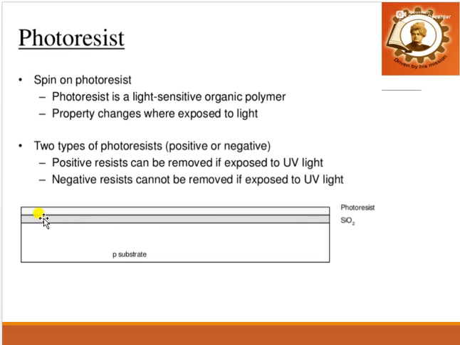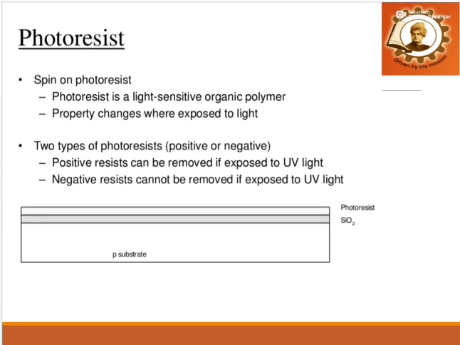Next is deposition of our photoresist layer. So, spin on photoresist. Photoresist is basically a light sensitive organic polymer. There are two types of photoresist: one is called positive, another is called negative. Positive resist means it can be removed if exposed to UV light. Negative photoresist means it cannot be removed if exposed to UV light.